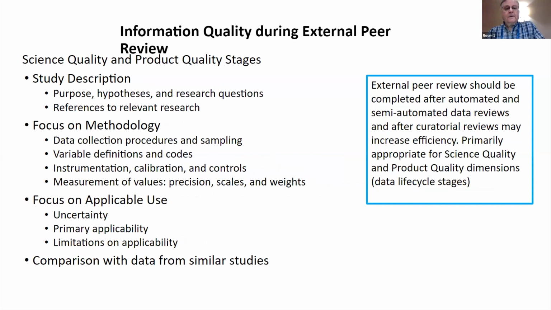And then during the external peer review process, we want to be able to ensure that the science and the product quality are met. Things like the study description, et cetera, should be clear. And I would strongly encourage that the external peer review efforts include a focus on the methodology and any instruments or measurements that are involved in that. And then we also want to be able to look at applicable usage of the data. I would hope that the external peer reviewers could be able to do, I guess we're assuming that they have the expertise, a comparison with data from similar studies at the same time.